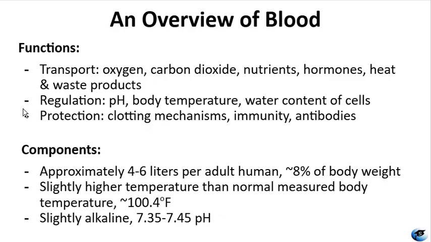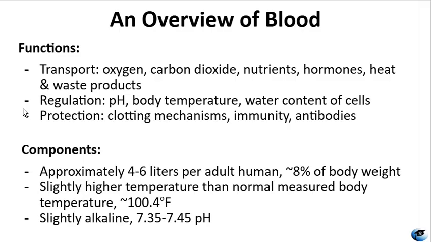Blood also helps with regulation. It maintains pH balance using buffers. It keeps the body temperature stable by redistributing heat and controls the water content of cells through interactions with plasma proteins and electrolytes. Finally, blood plays a major role in protection because it contains clotting factors that prevent blood loss when vessels are damaged, and it carries immune cells and antibodies that defend against infections and disease.